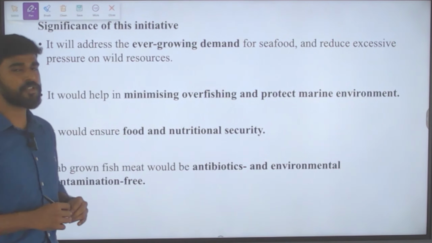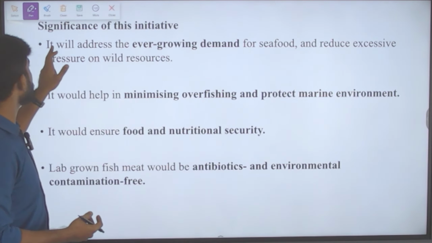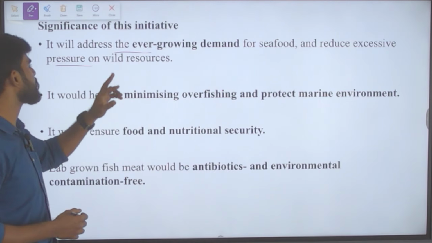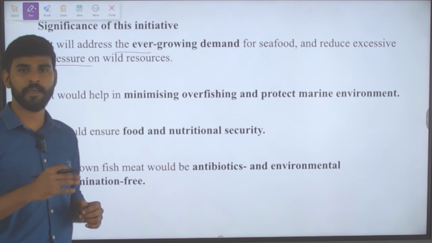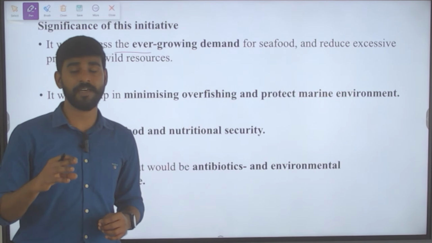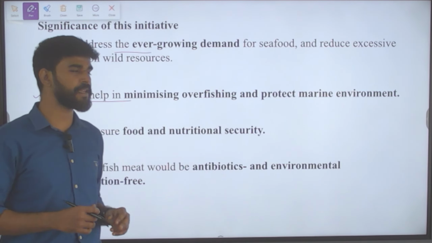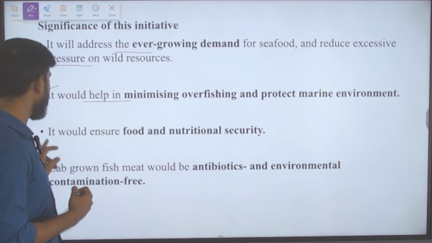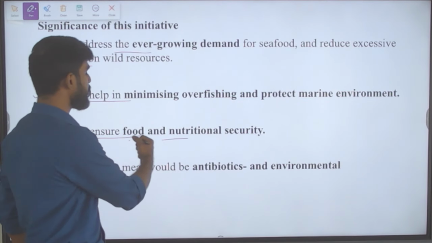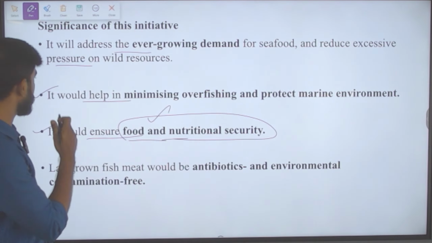So what is the significance of this particular initiative and how is it going to help the society? It will address the ever-growing demand of seafood and reduce the excessive pressure on the wild resources, on the marine species. Next, it would help in minimizing overfishing and protecting the marine environment, and it would also ensure food and nutritional security.